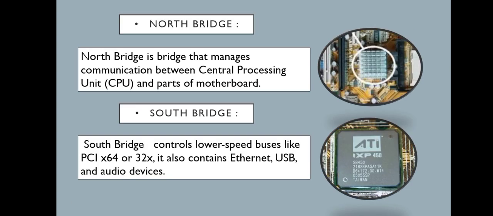And next is South Bridge. South Bridge controls lower speed buses like PCI 64 or 32. It also contains Ethernet, USB, and audio devices. South Bridge is another chip of the logical chipset architecture. It is located to the south of the peripheral component interconnect PCI bus in the motherboard.